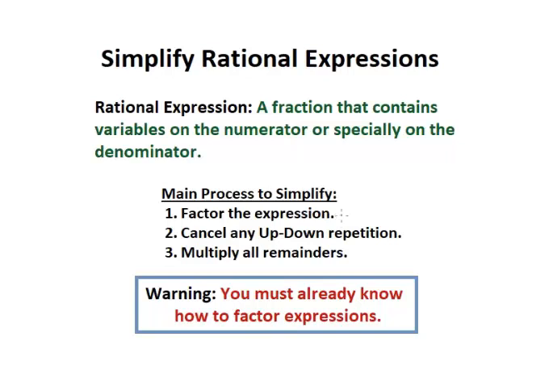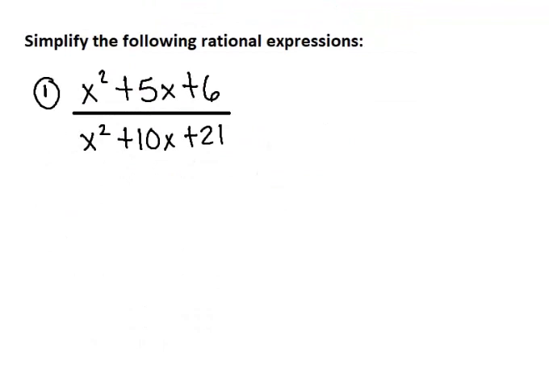Once you already know how to factor expressions, the process you're going to follow is, first, factor both the numerator and denominator if possible. Then you're going to cancel any up and down repetition that you find. And if there are remainders that are multiplications, then you multiply them, and that will give you a simplified rational expression. Okay, so let's see how to use this process accordingly as explained.